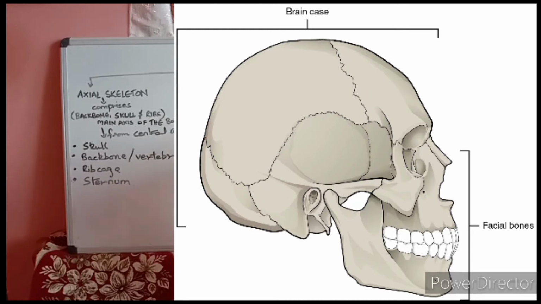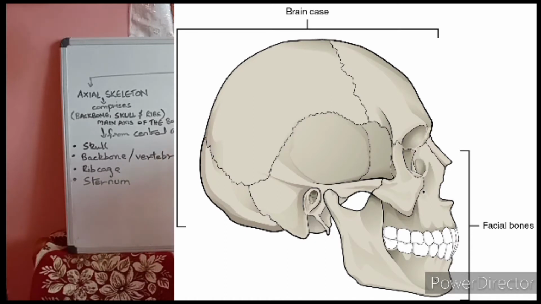The cranium consists of 8 flat bones which are rigidly attached to each other by zigzag lines called sutures. The cranium protects the brain, you all know that. It is also known as the brain box.